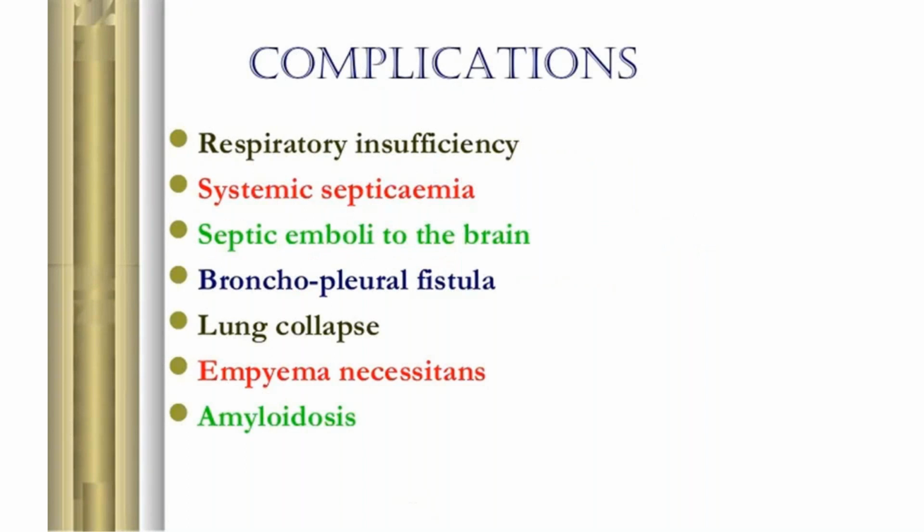Complications: septicemia, respiratory insufficiency, bronchopleural fistula, lung collapse, empyema necessitans. You must know empyema necessitans. That means the pus is coming from the pleural cavity to the skin. But it can go to the abdomen up to the inguinal ligament also. Of course, if there is chronic infection, it can lead to amyloidosis.